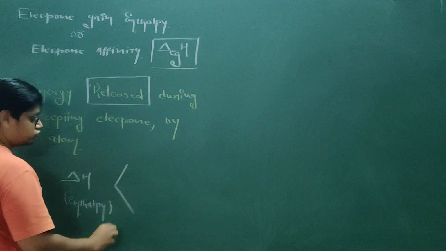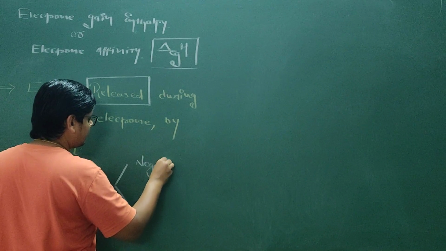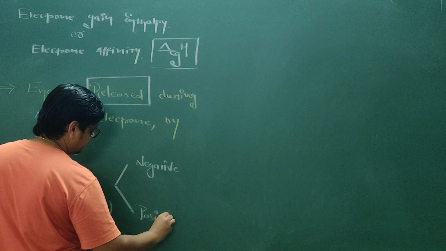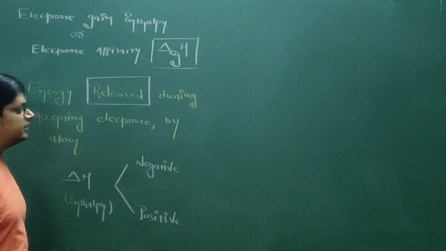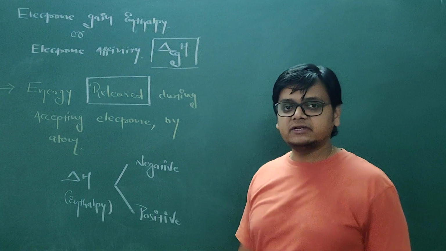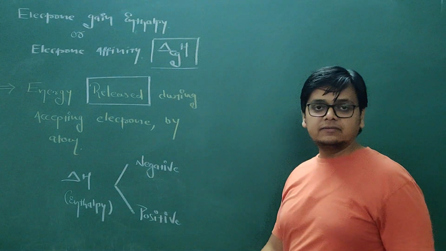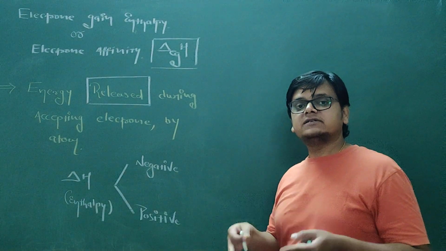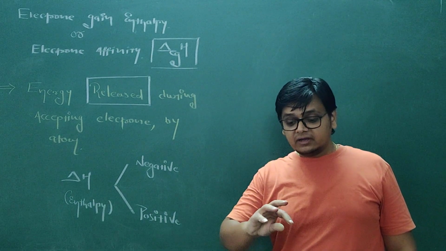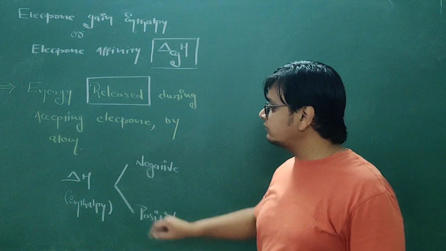And enthalpy has two possible values. One is a negative value, one is a positive value. We do not have to consider it mathematically. The sign is indicating the reaction. Which type of reaction is there? That can be indicated by the sign of delta H.